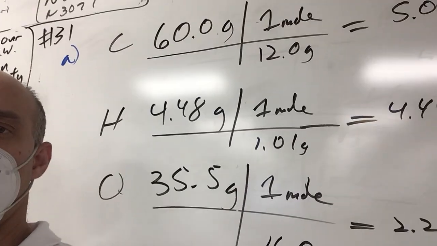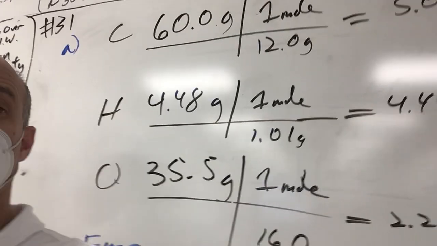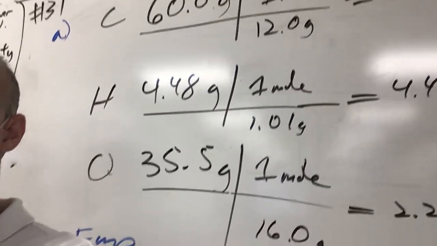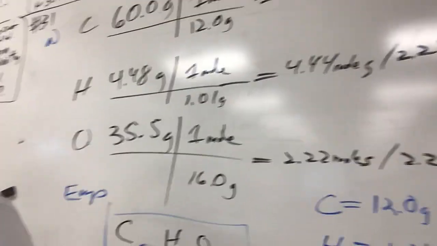All right, so we know how to do empirical formula. Empirical formula is when you find the simplest ratio of things.